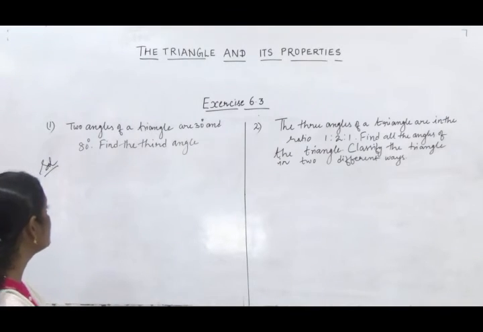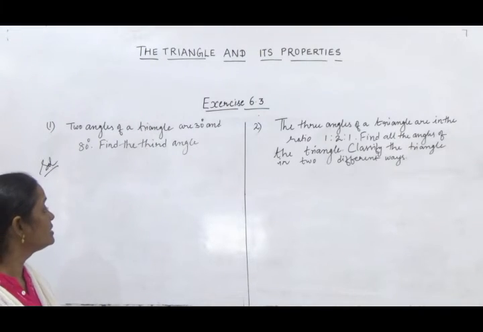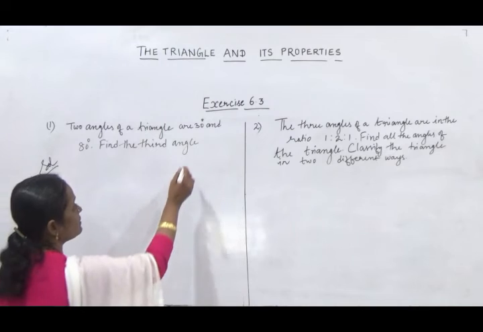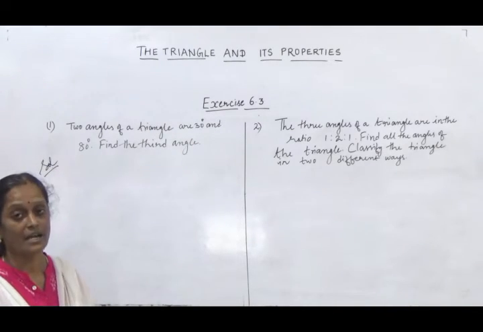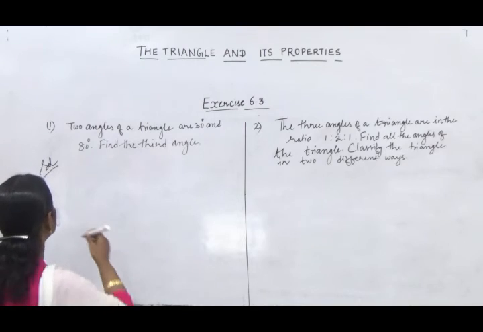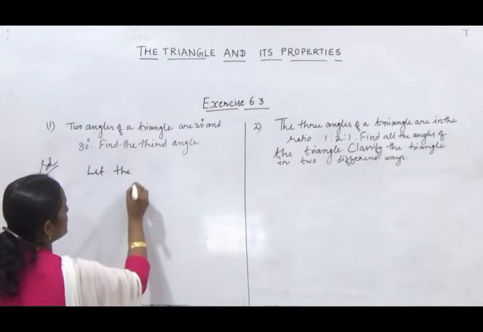Students, the next question here: the angles of a triangle are 30 degree and 80 degree. Find the third angle. Here the two angles are given, 30 degree and 80 degree. We have to find the third angle. So students, let the third angle be x. We will assume that the third angle is x.